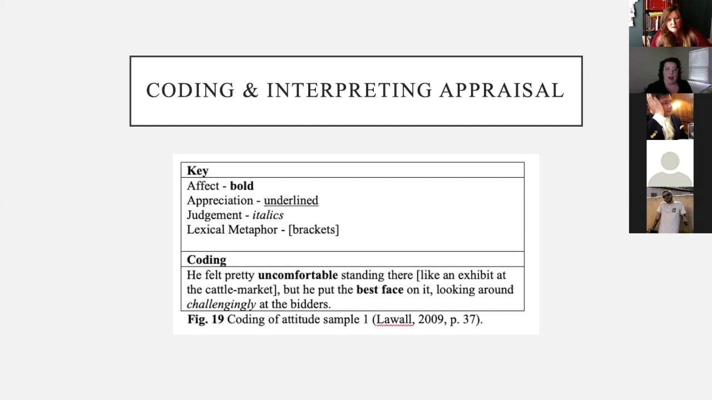So by coding the emotions, that is, he's uncomfortable, right? So this is an affect, so he's feeling uncomfortable up there, but he's like an exhibit at the cattle market. So you're creating a lexical metaphor that puts the character into the group. So the group is now cattle. So in your brain, you're associating cattle market with slave market, and the ubiquity of cattle markets is the ubiquity of the enslavement human selling markets.